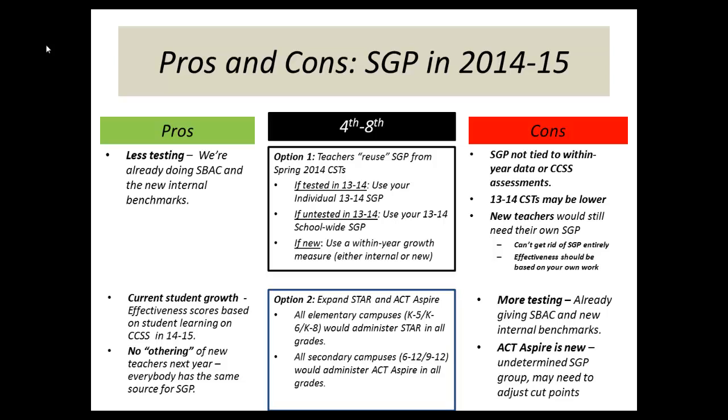It would mean that on top of Smarter Balanced and the new internal benchmarks, we would also be giving STAR and ACT in the fall and spring. And then also we need to acknowledge that ACT Aspire is a new assessment to us, and as a result we may need to look at the SGP cut points next year and see how the distributions look relative to the SGP sample that we're looking at within ACT itself. So it may be a different set of cut points than we've used in the past, and we would have to adjust those once we actually saw the data next year.